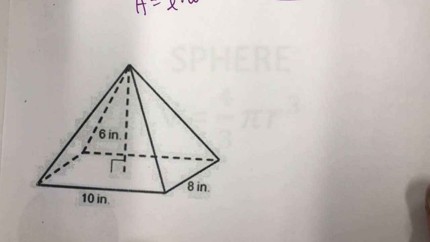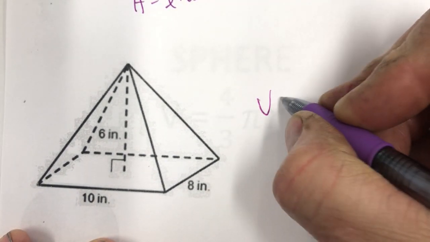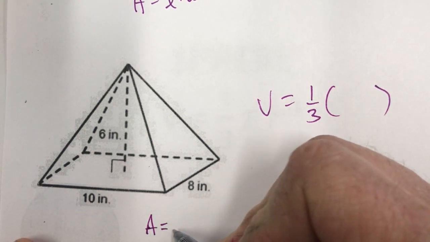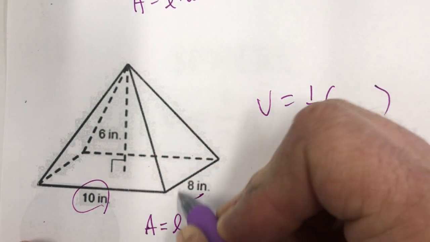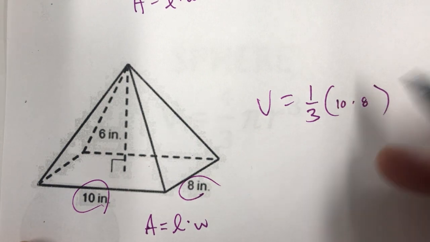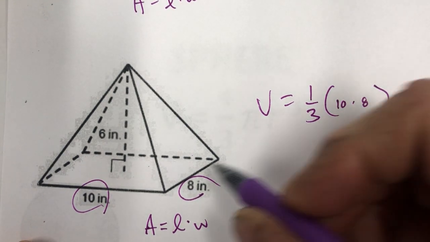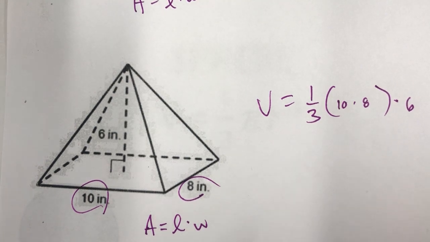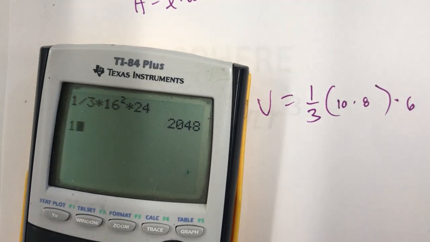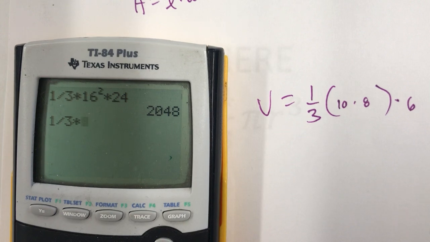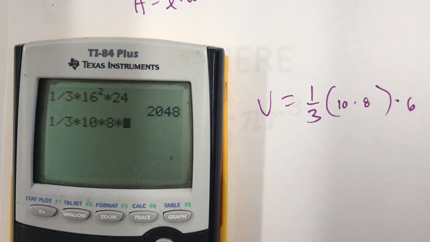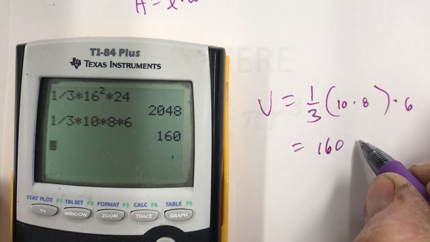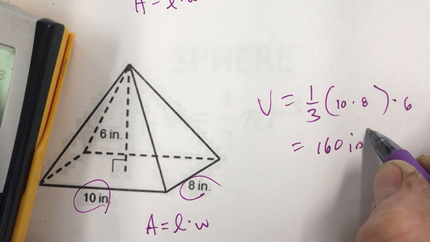Here's another one. Okay, volume is 1/3 area of the base. Now my area is length times width, which is 10 times 8. So this is 10 times 8, which is 80, times my height, which is 6. So you just do this right here. So it's going to be 1/3 times 10 times 8 times 6. That's 160. That's inches, cubic inches again.